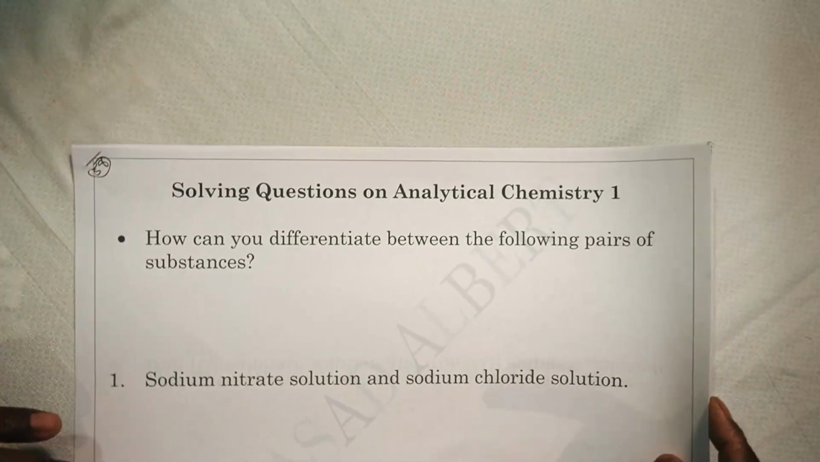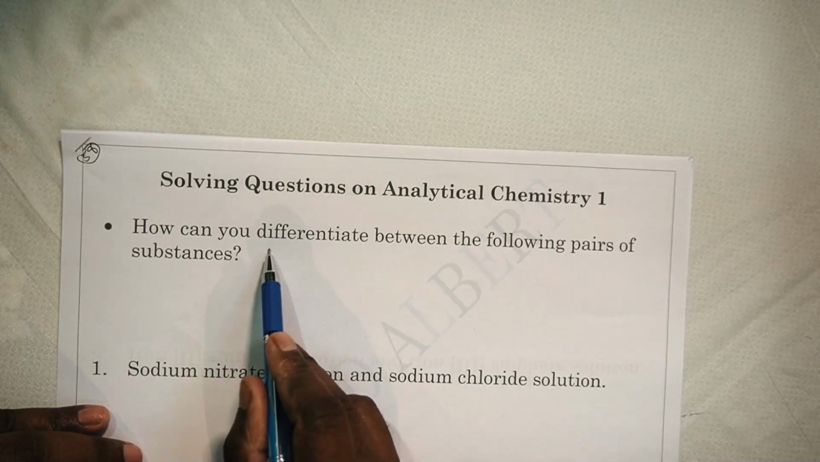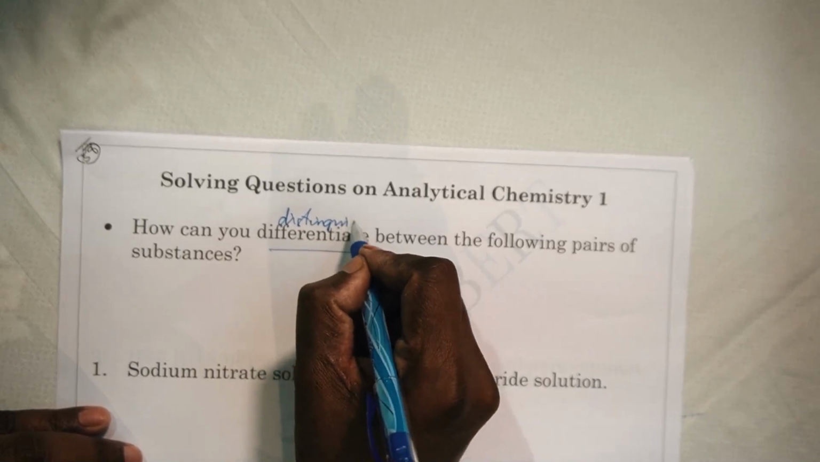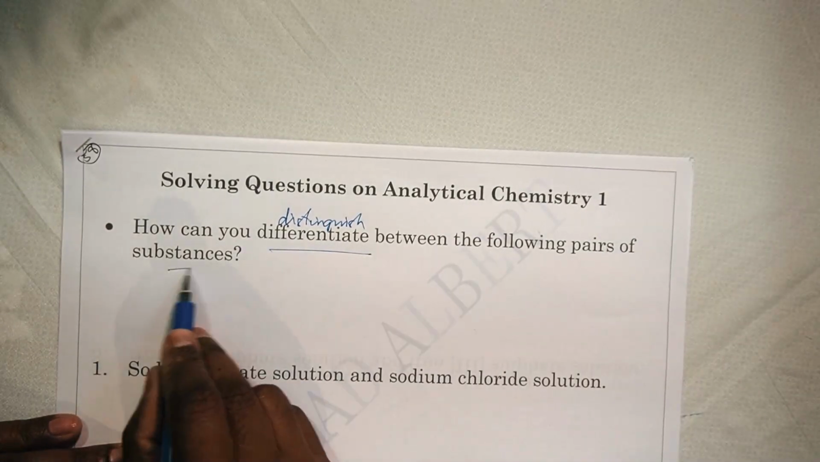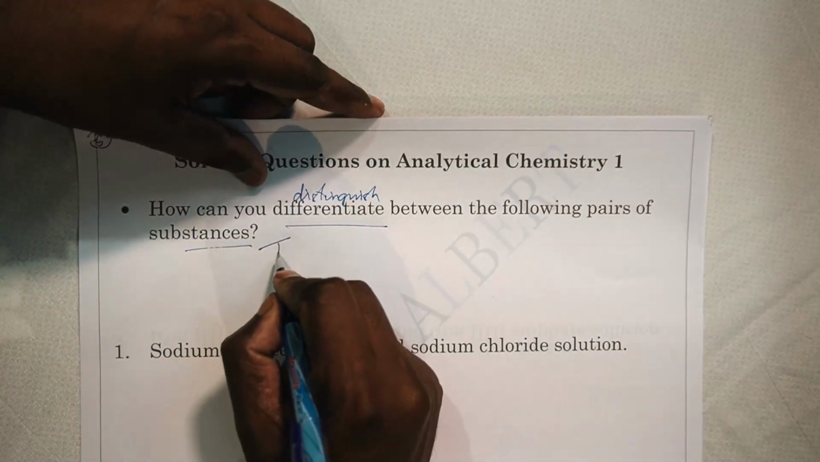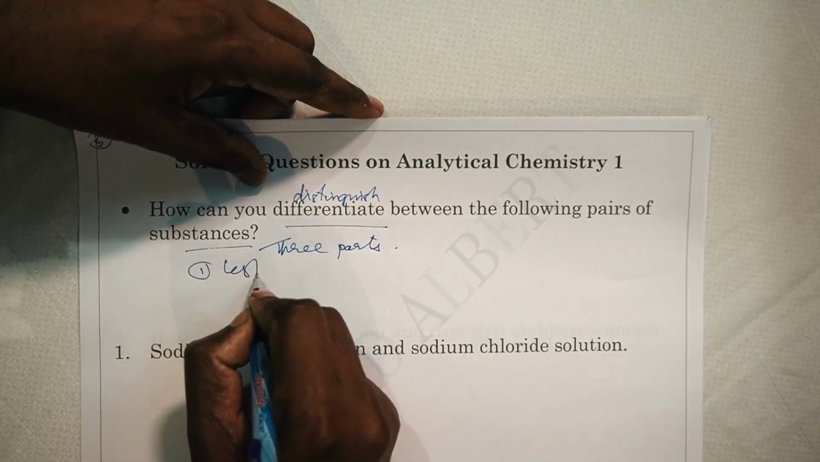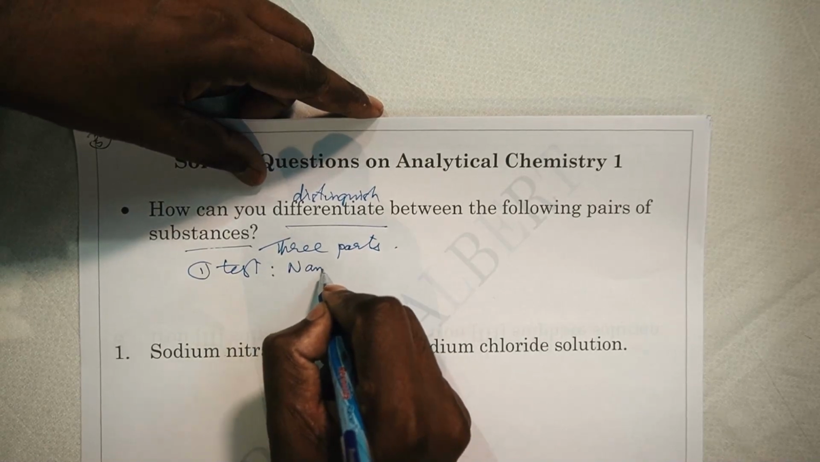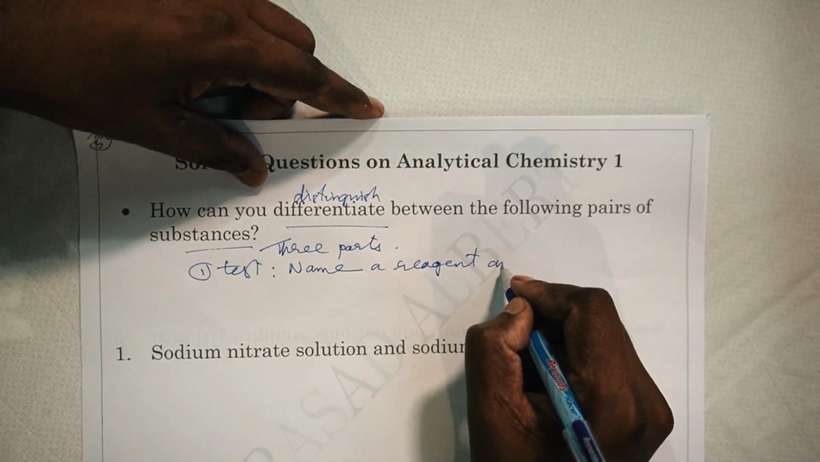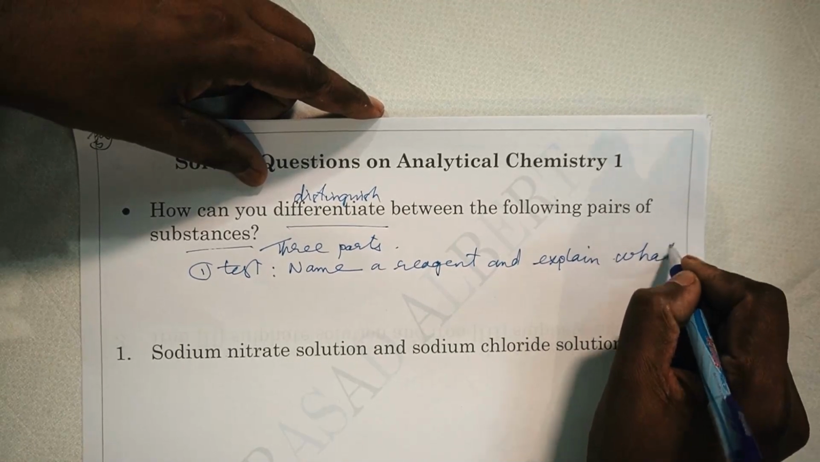So the most important type of question is differentiating questions. It says how can you differentiate, or sometimes they say distinguish between the following pairs of substances. In such questions, the answer contains three parts. The first part is a test. Test means you will name a reagent and explain what you will do with that.